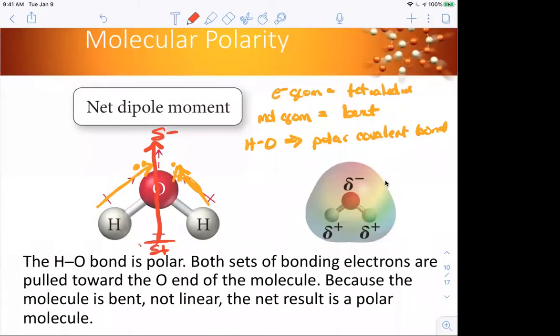So because of its bent geometry, I have 2 equal dipoles. The H and the O are equivalent to each other, but they're pointing in such a way where one is going this way and one is going this way. Those dipoles do not cancel. So it's not linear, it's bent. So this is going to be a polar molecule as well.